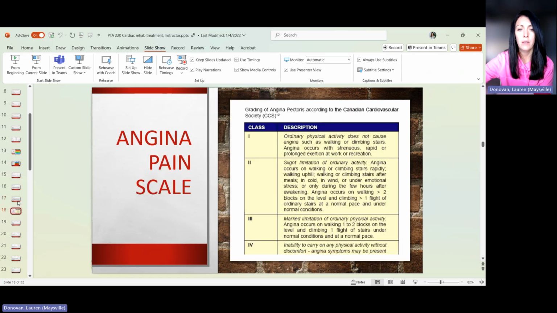I'm going to move on. And the angina pain scale, this is to describe the angina pectoris and how they are feeling and how it's classed. A class 1 would be where ordinary physical activity does not cause angina, such as walking or climbing stairs, but angina occurs with strenuous or rapid or prolonged exertion at work or recreation. So you can look at each one of these and make sure you know the differences between each one, because that's how you would document what class they would be.